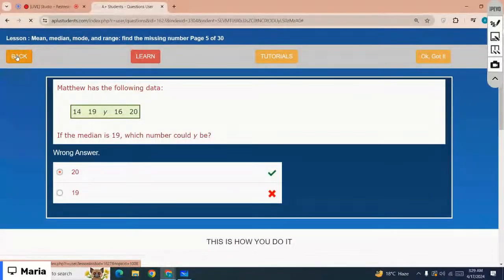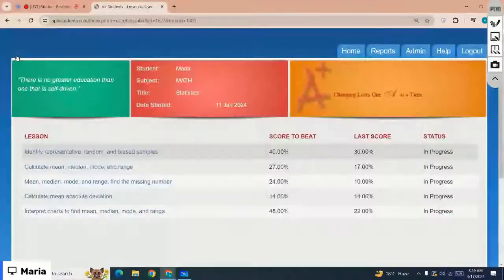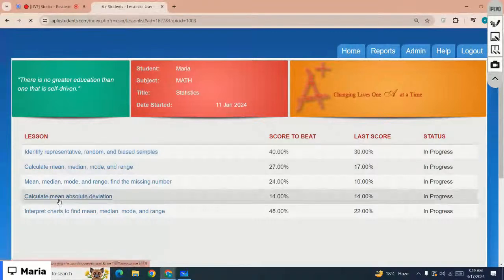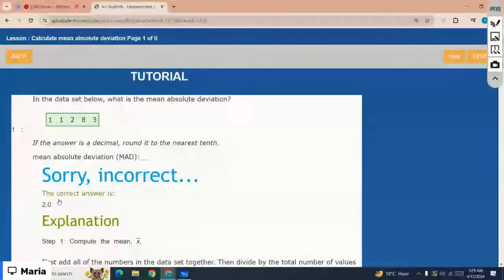The next lesson is calculate mean absolute deviation. Let's just start with the first example. In the dataset below, what is the mean absolute deviation? You are given the numbers 1, 1, 2, 8, and 3. So you need to calculate the mean absolute deviation.